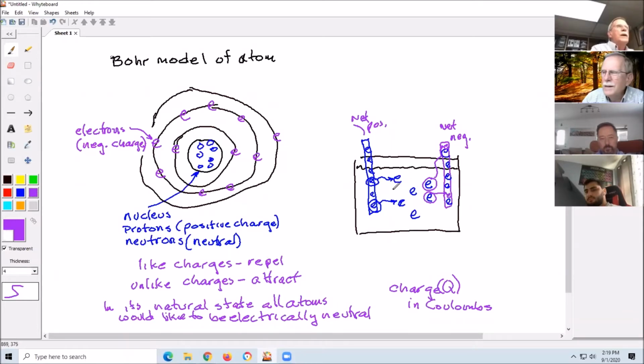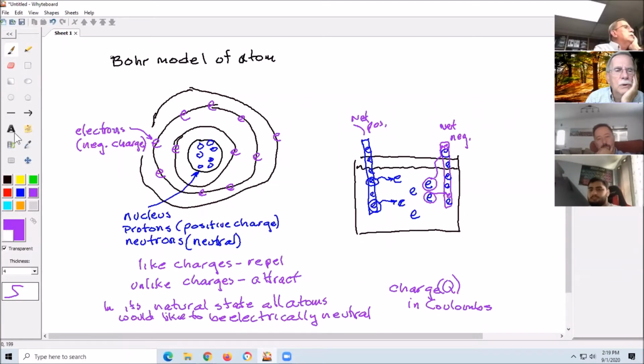Now, what did I say about all atoms in their natural state want to be what? Electrically neutral. They all want to be electrically neutral. So that means that I got electrons over here saying, I don't want to be here. I want to be back over here. But I got no way to get there. And I got this guy saying, I really need a couple of electrons because I'm missing a couple.